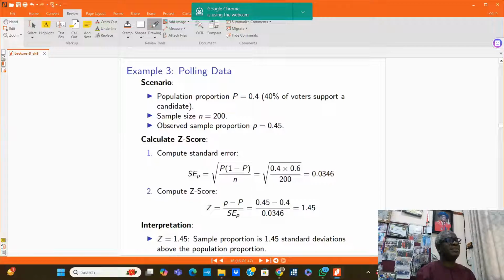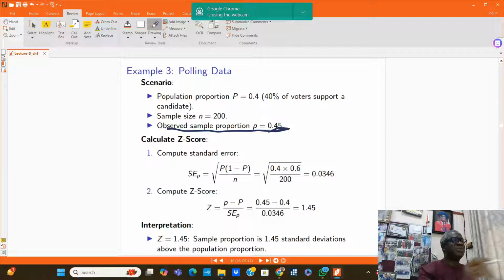And the observed sample proportion: after drawing the sample of 200, we observe that 45%, that's what this is saying, from 200, actually support the candidate, and 55% did not support. But this is the population proportion. So this is the observed sample proportion.